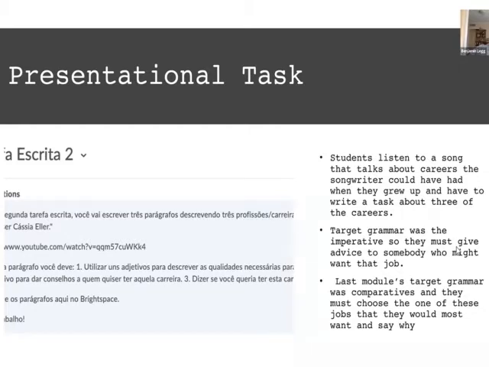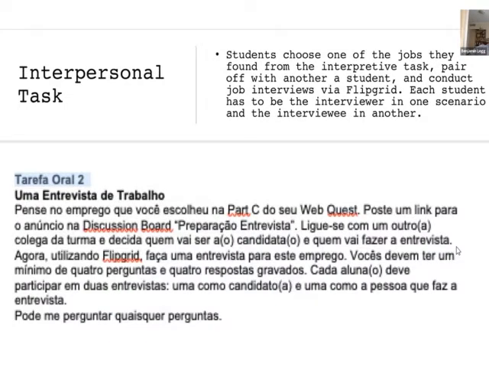And then the interpersonal, which is trickier nowadays, and that'll be one of your questions, is to have them use Flipgrid, and they did a job interview with each other. And that's what I'll be watching over the weekend. So they had to post in a discussion board that I made on Brightspace one of the jobs that they found from the interpretive activity. So they posted that, and then they would choose one of those jobs off the discussion board and do a mock interview. And I had it so that each student has to do one interview as the interviewer and one interview as the interviewee.